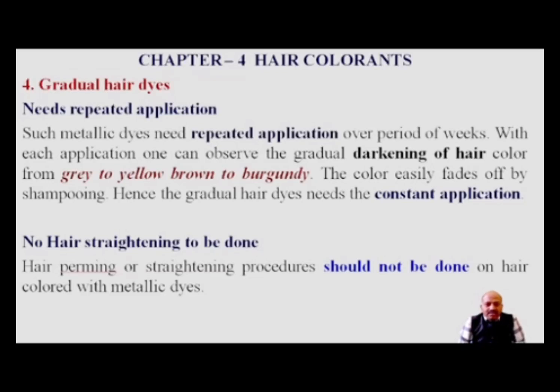In the case of gradual hair dyeing systems, there is no hair straightening to be done. Hair perming or straightening procedures should not be done with these hair dyeing systems because the metallic dyes can cause damage to the hair.